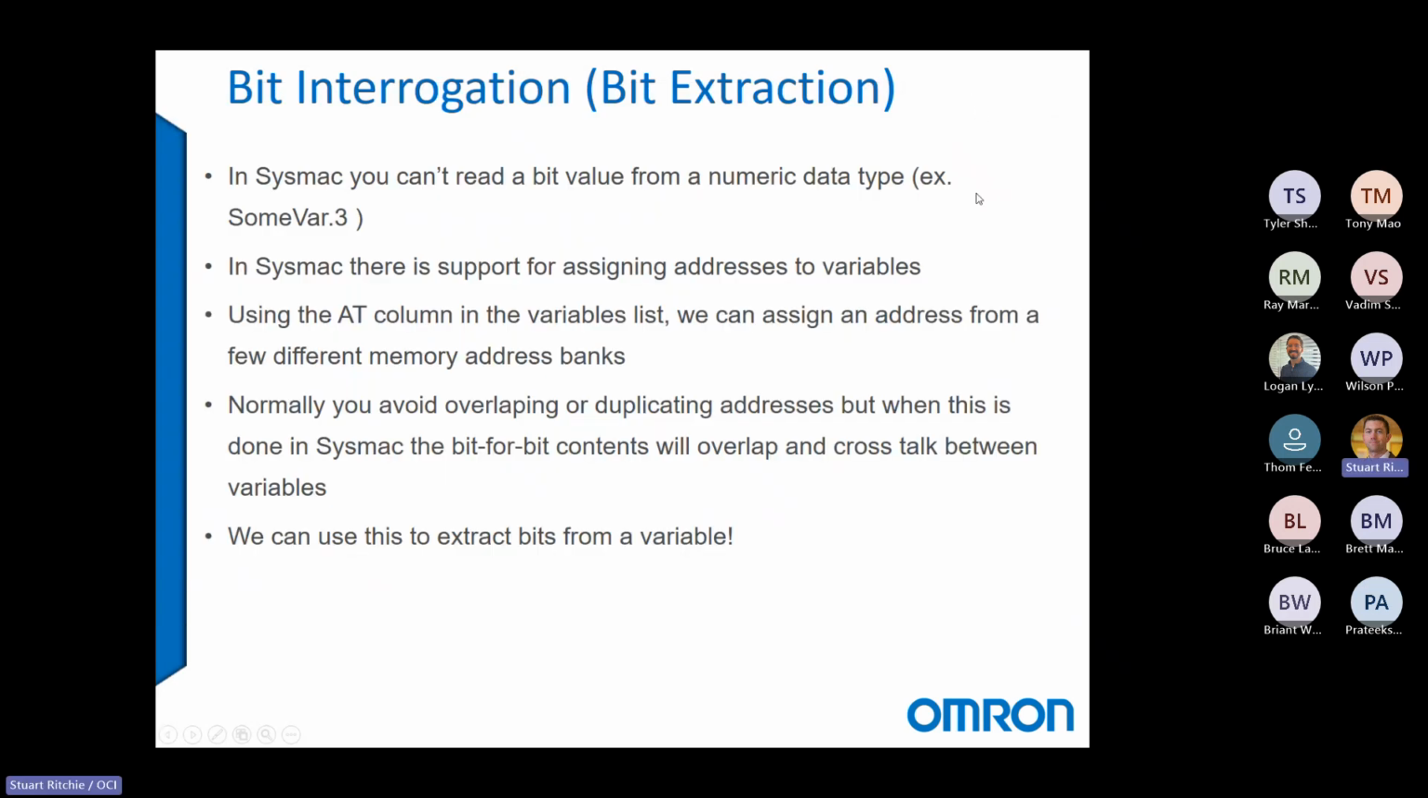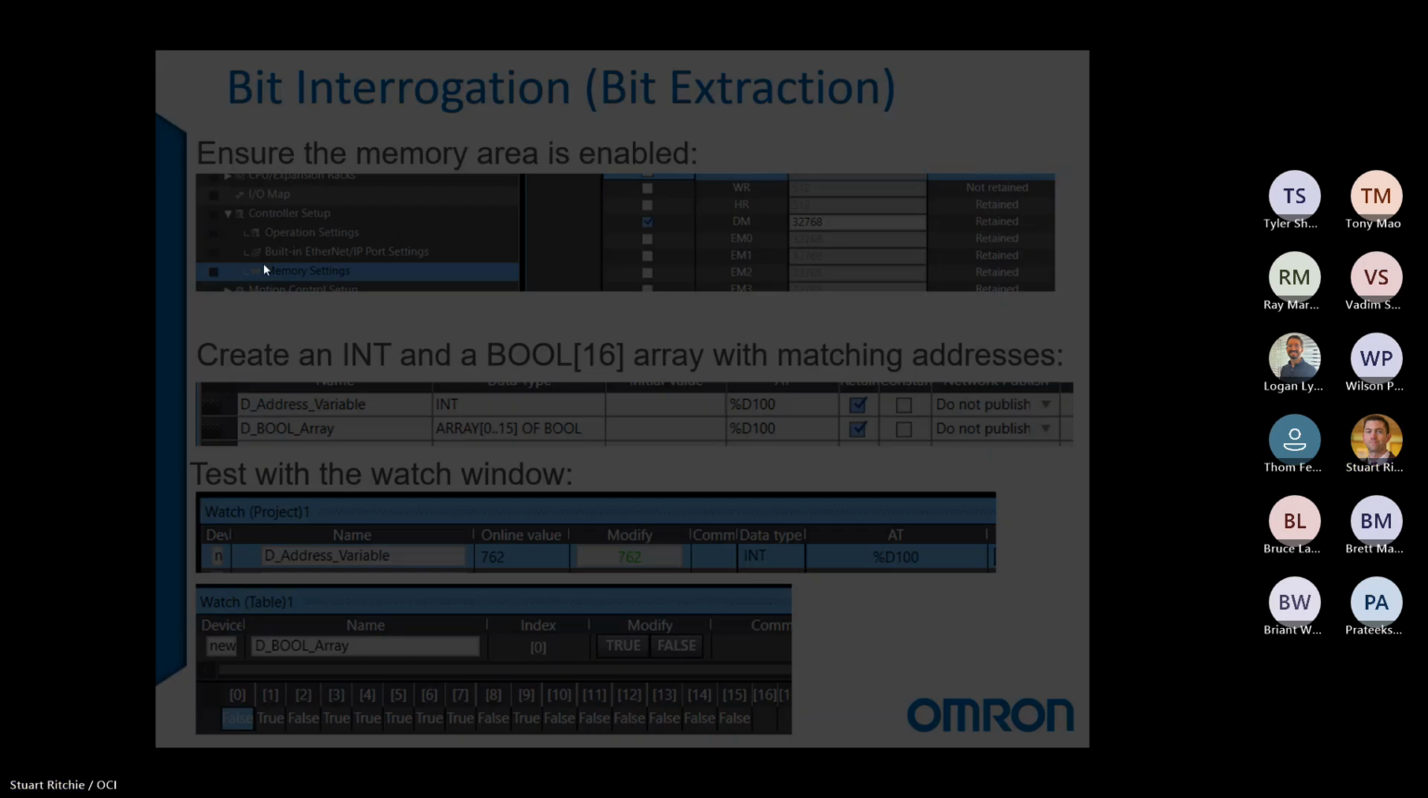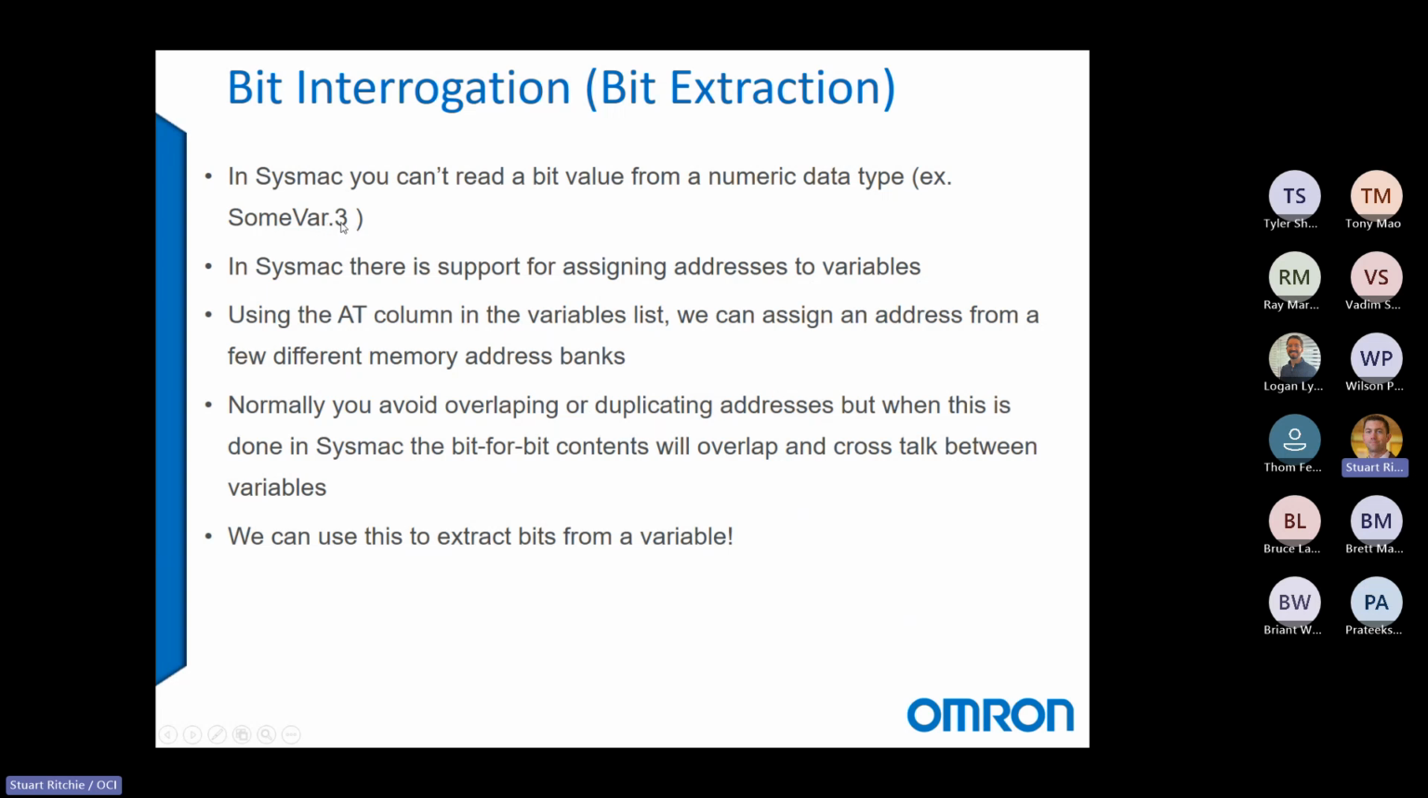Okay. So bit interrogation, or bit extraction as it's sometimes called, is essentially when you have a variable, let's call it an integer, and you want to know what the fifth bit is, whether it's a 1 or a 0. In some platforms, we can drill down to it by specifying the tag name dot 3 if we wanted the third bit. Or should be the fourth bit, bit number 3. Now in Sysmac, and this is actually the way IEC 61131 prefers you do it, that is not a supported format for interrogating a bit within a variable.